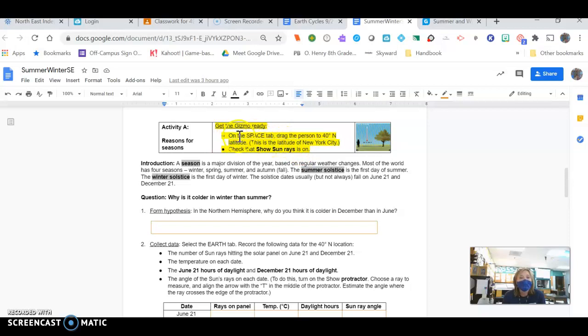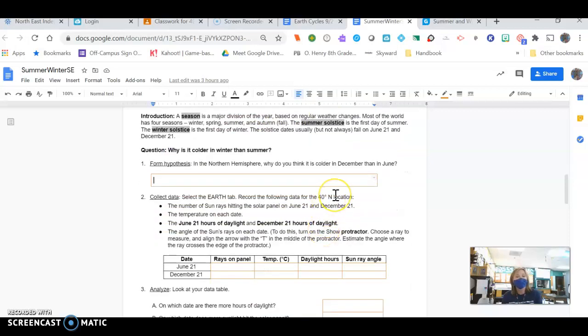You need to make sure that on the Space tab, you have the person at 40 degrees north and that you check that Show Sun Rays is on. Then you're going to read the introduction and give me a hypothesis. Remember, hypotheses are only wrong if you don't do it, because you can have an incorrect hypothesis.